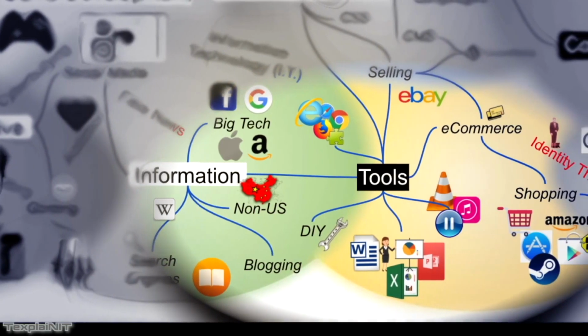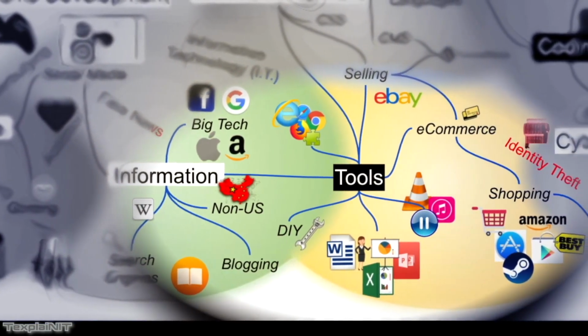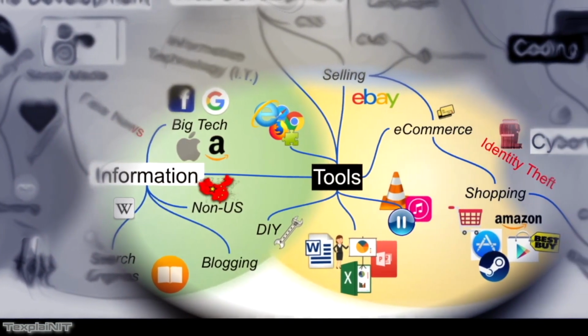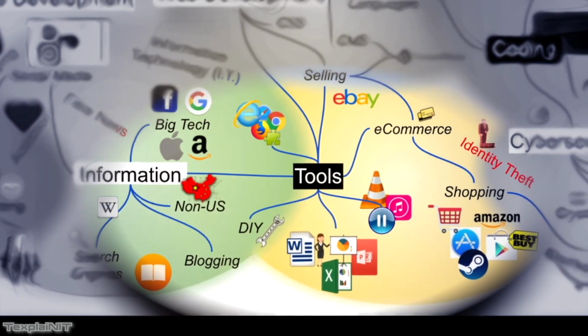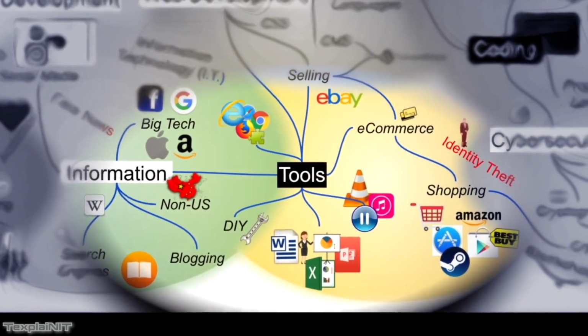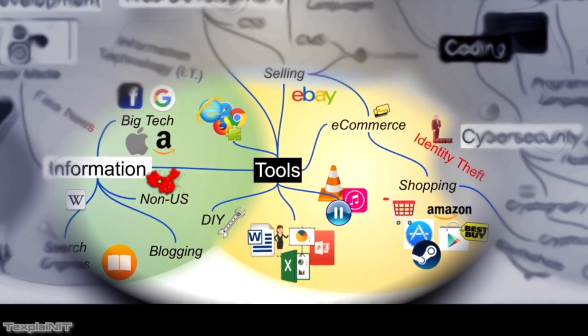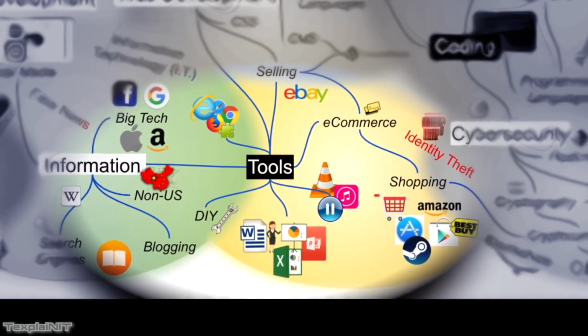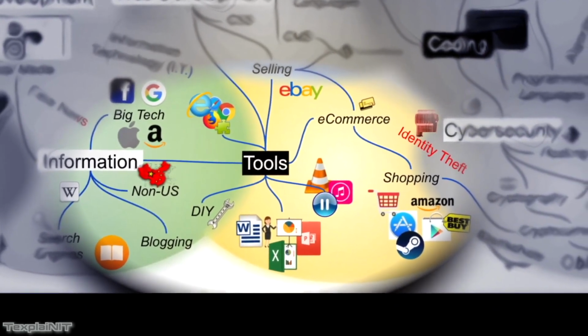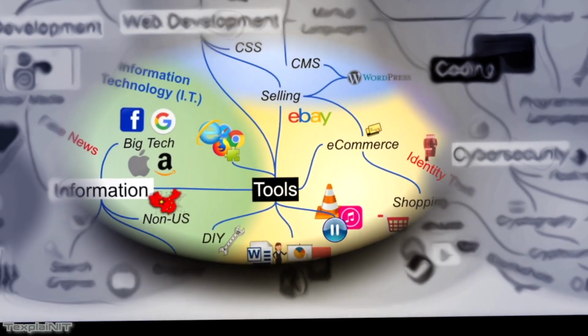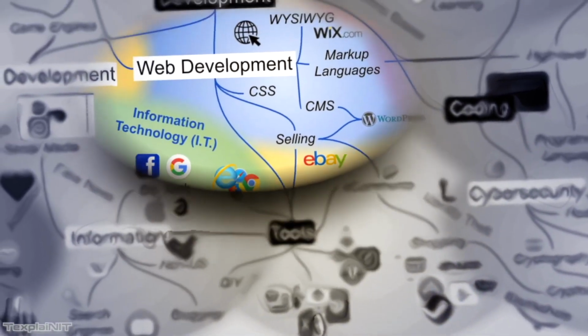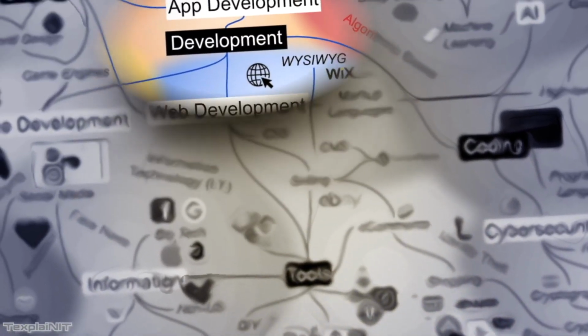And there's plenty of tools out there. They come in all shapes and sizes. They come online and offline. You can buy or sell from an e-commerce site, use Google to search pages, write documents with Word, organize music on iTunes, watch videos on VLC, and so on. And you can see that we've already started to move into our second branch of development, which is app development.